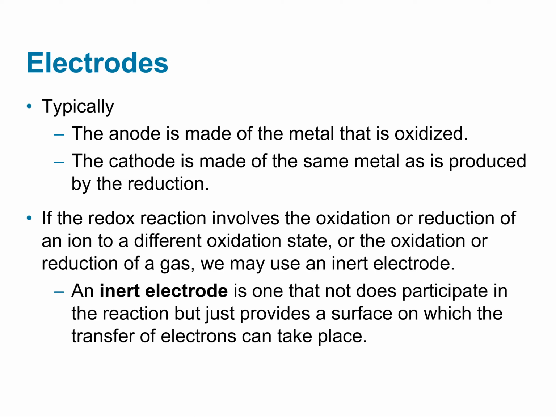So typically, anode is going to be made of metal, and it's going to actively be participating in the oxidation process. And the cathode is going to be made of the same metal as is produced by the reduction. That's what's typical. Occasionally, if the redox reaction involves the oxidation or reduction of an ion to a different oxidation state, or the oxidation or reduction is a gas, we might use inert electrodes. So an inert electrode doesn't participate in the reaction, but just provides a surface for electron transfer as part of conduction. But typically, you're going to see examples where anode is made of the metal being oxidized, and the cathode is going to be the metal that's being produced by the reduction of an aqueous ionic component.